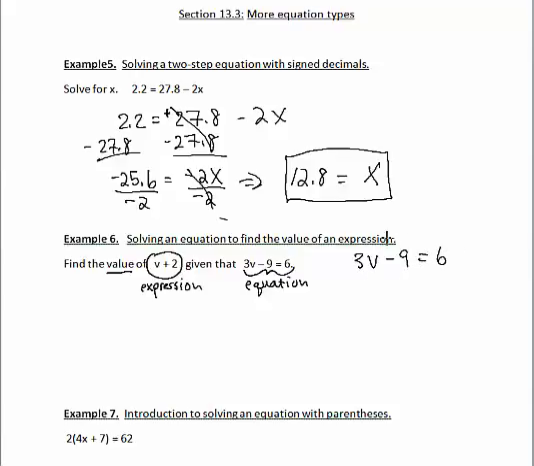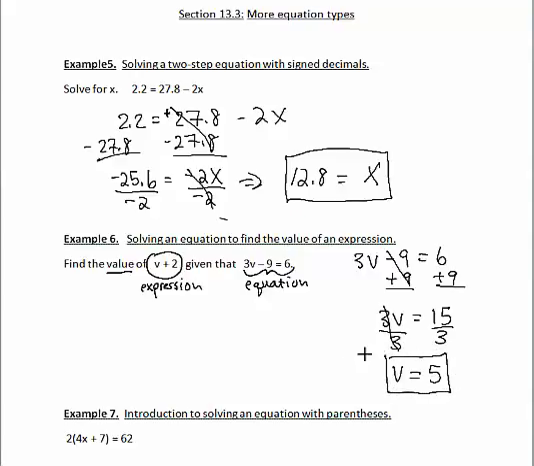So, focus on the side with the variable. Undo addition subtraction first. With a -9, I want to add 9. 9's cancel on the left. 6 plus 9 is 15. Now we see that v is being multiplied by a 3. There's only one operation that's happening to the v. 3 times v. How do you undo multiplication? Well, you divide each side by 3. The 3's cancel, and v equals 15 divided by 3, which is 5.